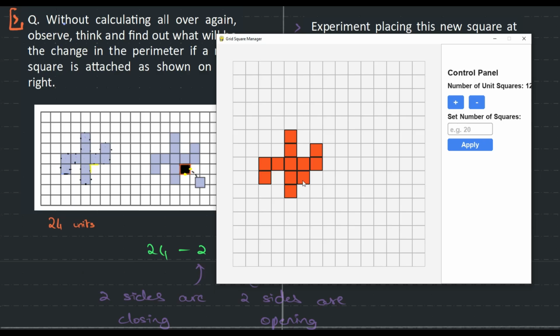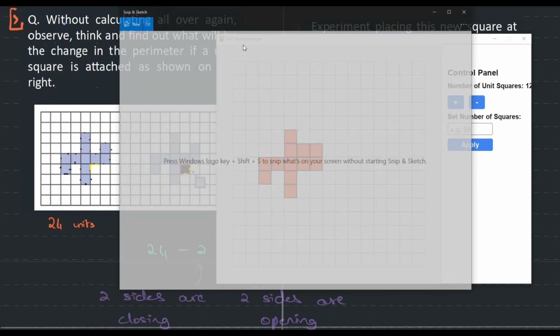Okay. Now, can I make it stay the same? Yes. If I put it over here, again, two sides closed and two sides opened up. Can I decrease the perimeter? Can you think of it? Is there any space that we can decrease the perimeter? Basically, if you place it, more sides have to be closed than what is open. Well, this is a possibility. So this decreased. If you count it, let me actually do that.